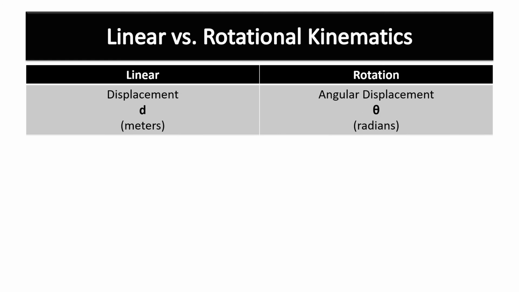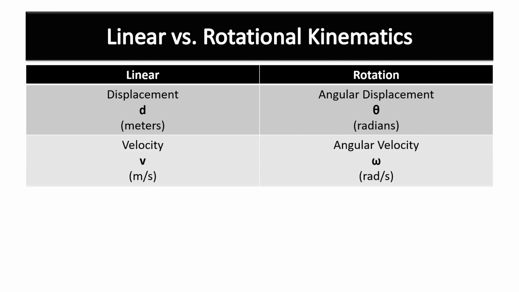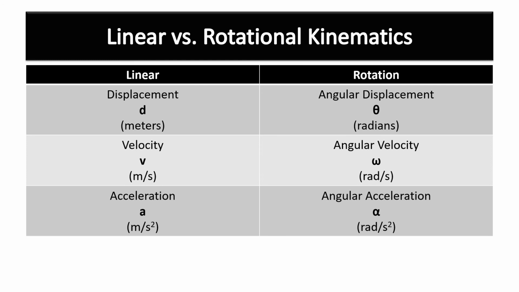And this comparison goes through the unit. So instead of v for velocity, we have the Greek letter omega for angular velocity. Instead of a for acceleration, we have the Greek letter alpha for angular acceleration.